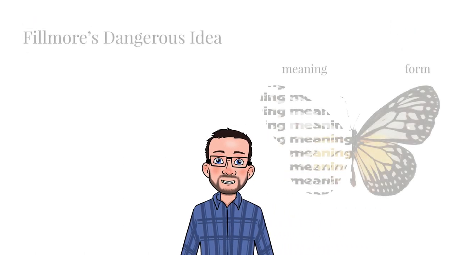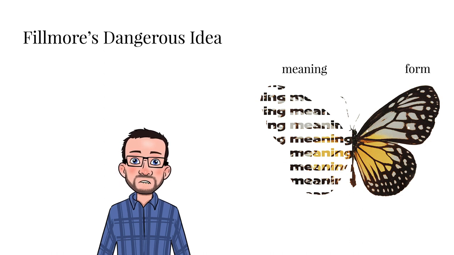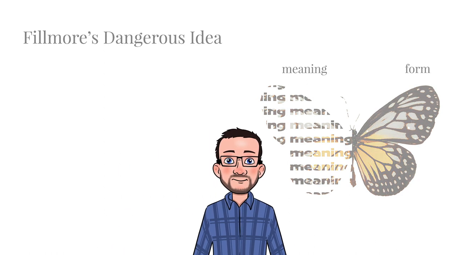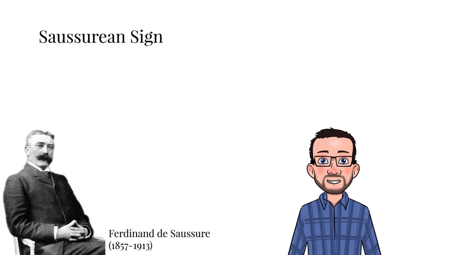A quick recap of last video, we saw that Charles Fillmore introduced the idea that we can build an entire grammar based on grammatical constructions. We only vaguely defined constructions as any conventional coupling between some meaning and some form. The word conventional indicates that such a coupling may be different for different languages. Indeed, the idea of a construction goes back to one of the central concepts in linguistics, the Saussurean sign.